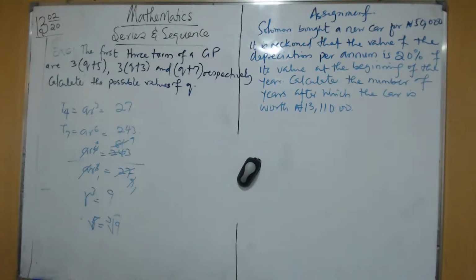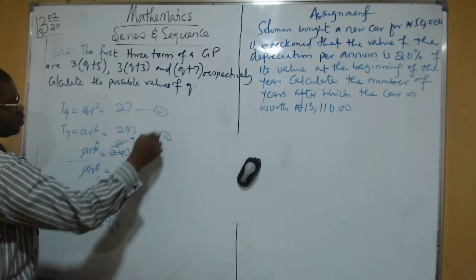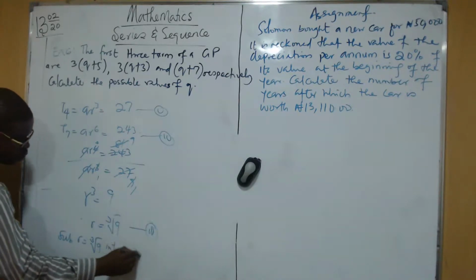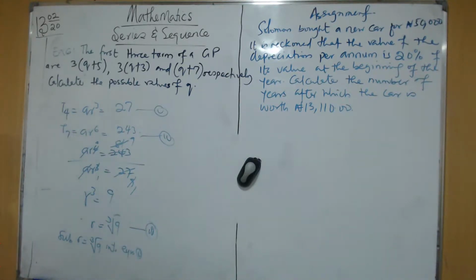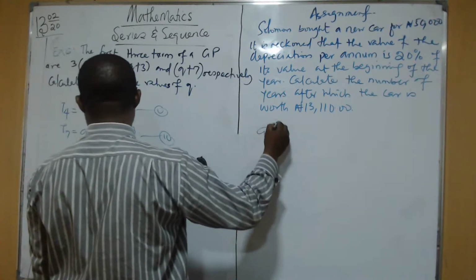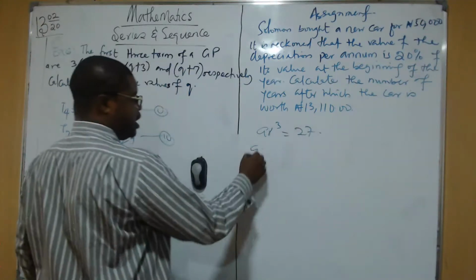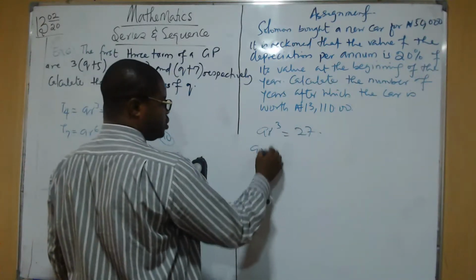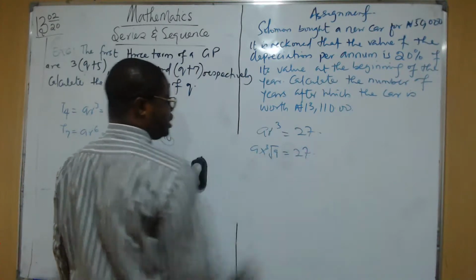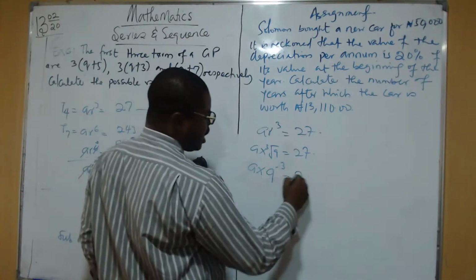Now to get the value for A now, this is equation 1, this is equation 2, and this is equation 2 divided by equation 1. And our equation 1 is AR cubed equals 27. So we have A times the cube root of 9 cubed equals 27. That is 9 to the power 1 over 3, which is the law of indices.